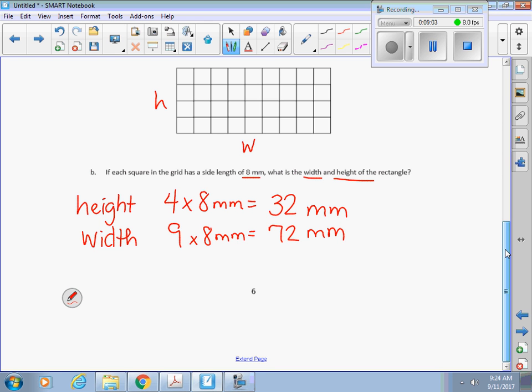Okay. Yes. I made an answer sentence saying the width of the rectangle is 72 millimeters and the height is 32 millimeters. Nicely done. That's exactly what you need to do. Good job. All right, moving on.